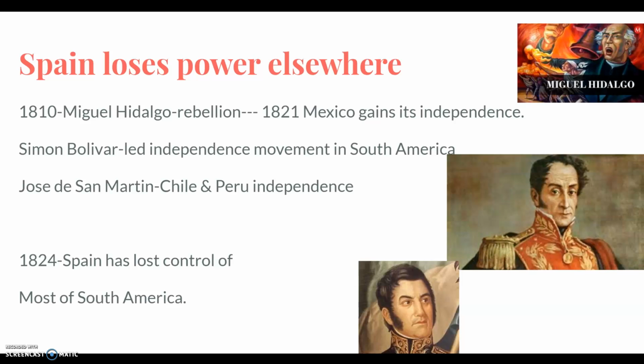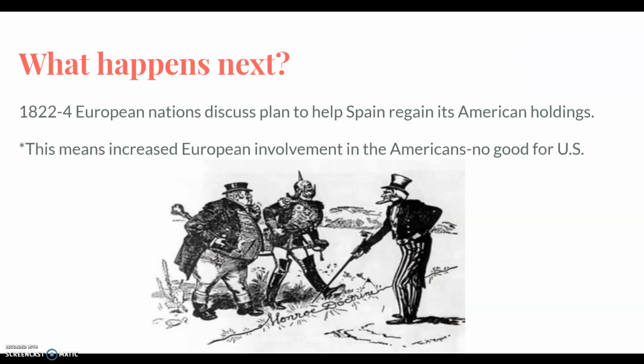Simon Bolivar, also known as the Liberator, leads the independence movement that won freedom for the present-day countries of Venezuela, Colombia, Panama, Bolivia, and Ecuador. And then lastly, we have Jose de San Martin successfully achieving independence for Chile and Peru. So by 1824, Spain has lost control of most of South America. So what's going to happen next?